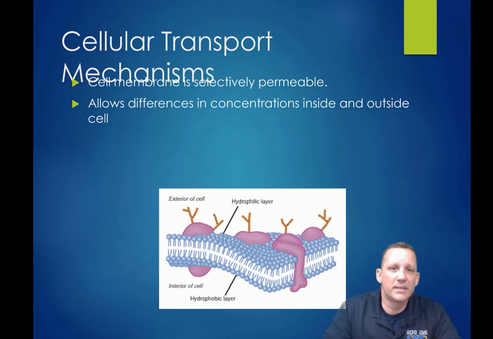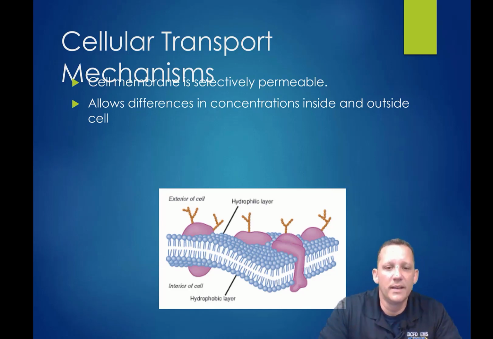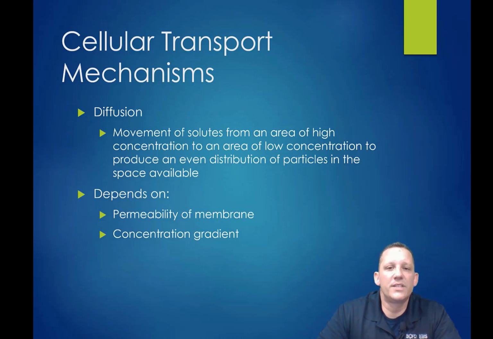Okay, so now we're going to talk about some cellular transport mechanisms. If you're looking at the cell wall, what you really need to look at is that it is created of two layers. You have a hydrophilic and then a hydrophobic layer. This is something that either loves water or hates water, right? So it's going to either repel or attract water. You can see the hydrophilic layer is the exterior of the cell, and the interior of the cell is hydrophobic.